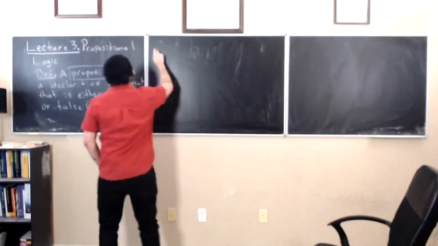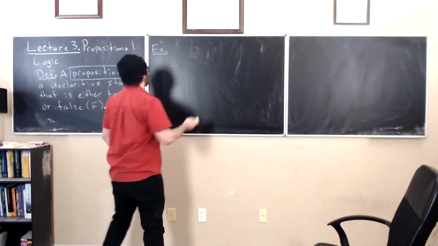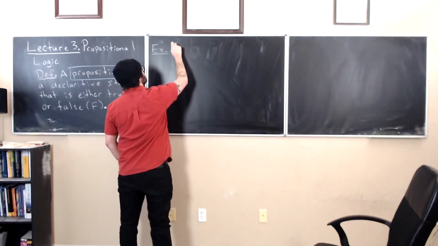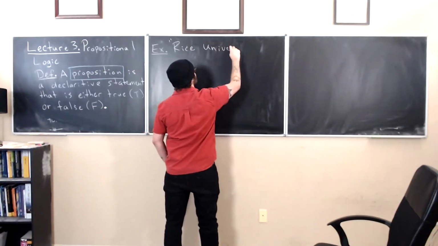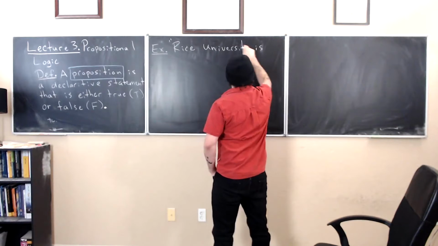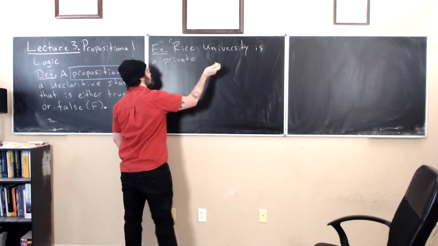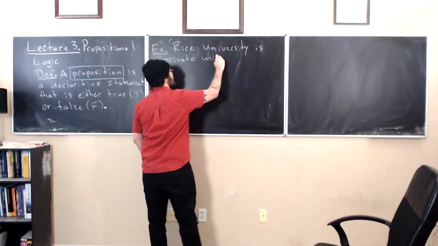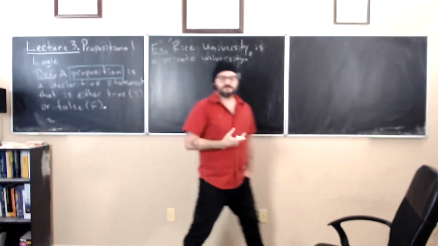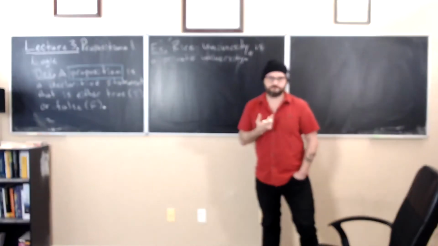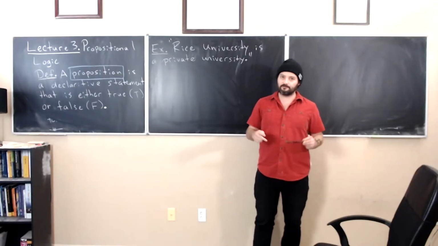So let's see. What is an example? So maybe something like, Rice University is a private university. So this declares a statement, and we can check whether or not it's true or false. Okay, so this satisfies the definition of being a proposition, and its truth value is true.